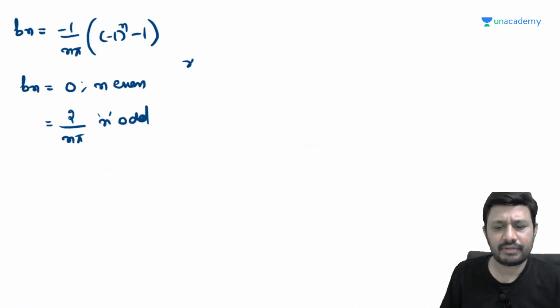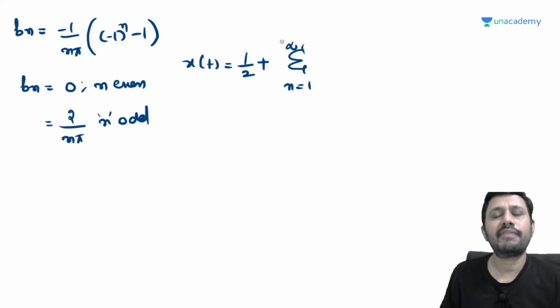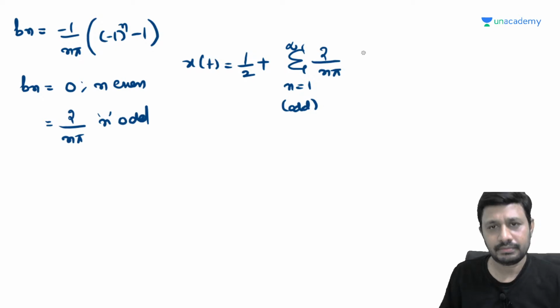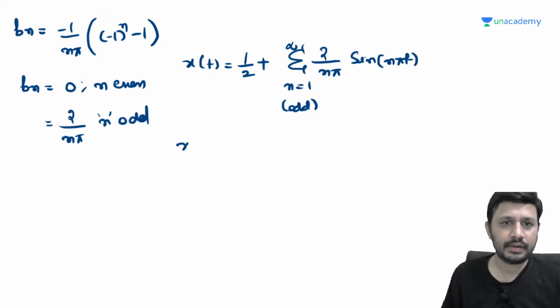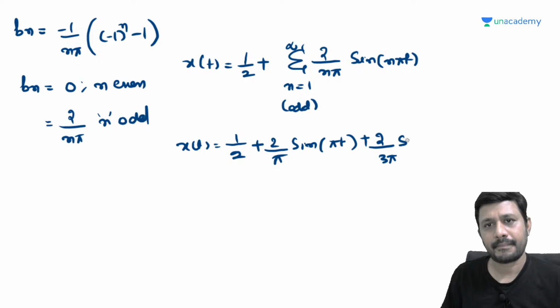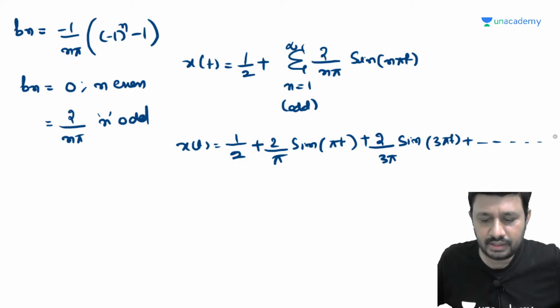Now you can write the expansion. Very simple. First of all, we made analysis. Our analysis is correct. A naught is how much we got? 1 by 2 plus summation n varying from 1 to infinity. An is 0, Bn is existing only for odd values, 2 by n pi sin n pi t. Or 1 by 2 plus, giving different odd values of n, 2 by pi sin pi t plus 2 by 3 pi sin 3 pi t and so on. This is the Fourier series expansion.